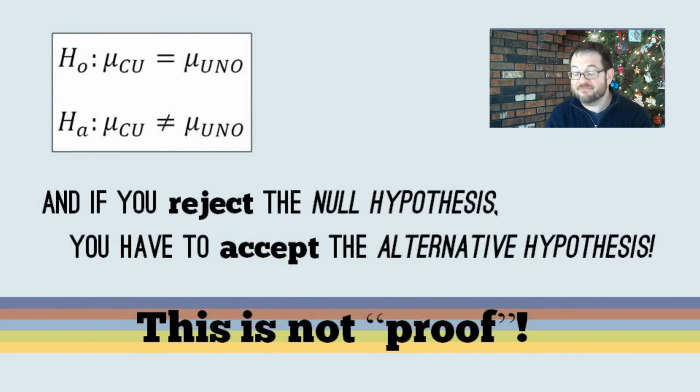This is not the same thing as proof, like what you learned in 10th grade geometry. We have not factually proven this, but we have shown, to some confidence level, we'll get to all of that, that we have an ability to reject one of the hypotheses, namely the null one, and then accept the other one.